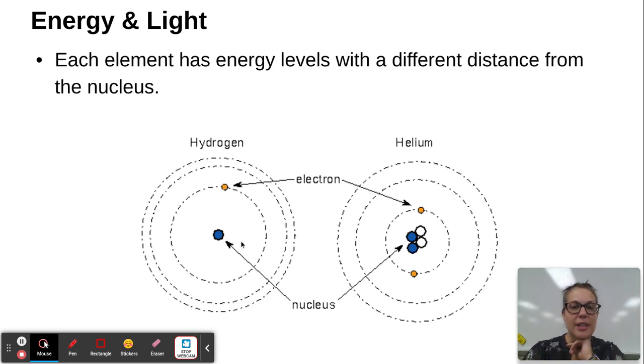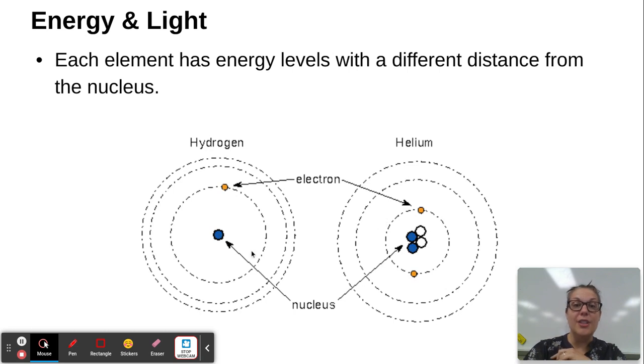Notice, in hydrogen, the first energy level is really far away from the nucleus compared to helium. In helium, the first energy level is much closer. Levels 2 and 3 in hydrogen are very close together compared to helium, where the energy levels are pretty evenly spaced out. The farther away you are, the more energy you have. So it does make a difference.